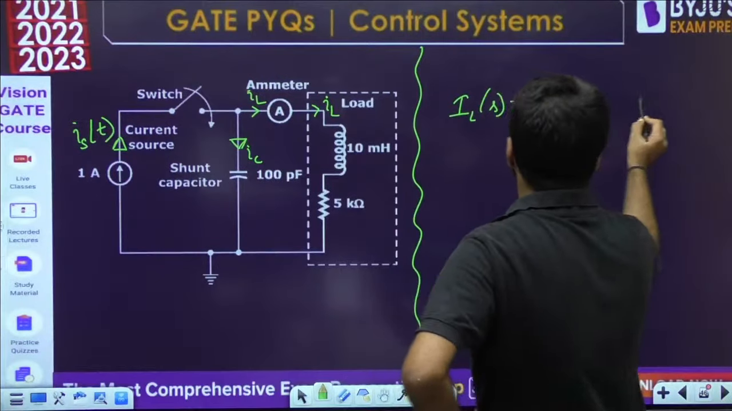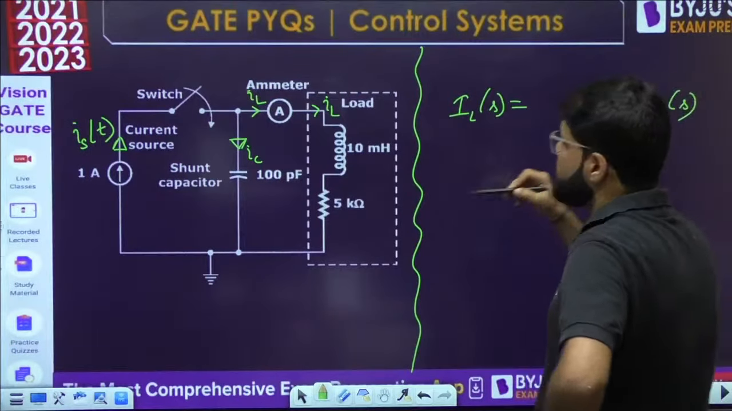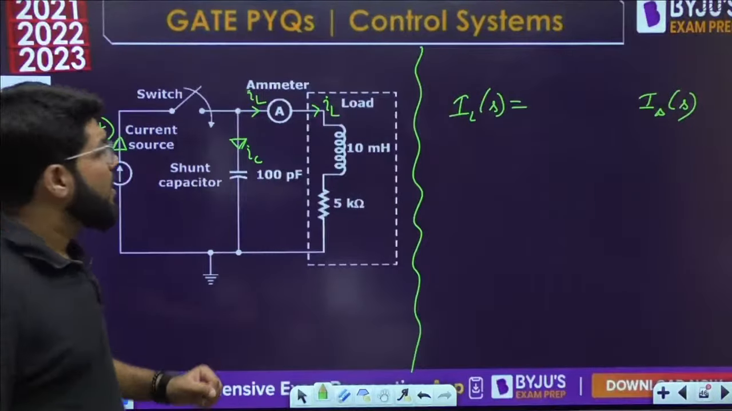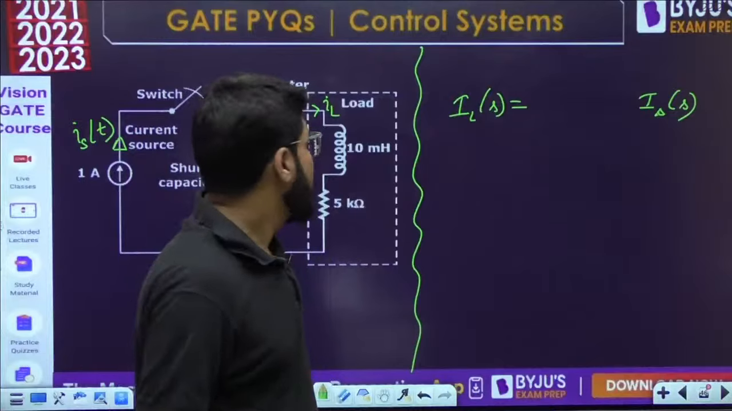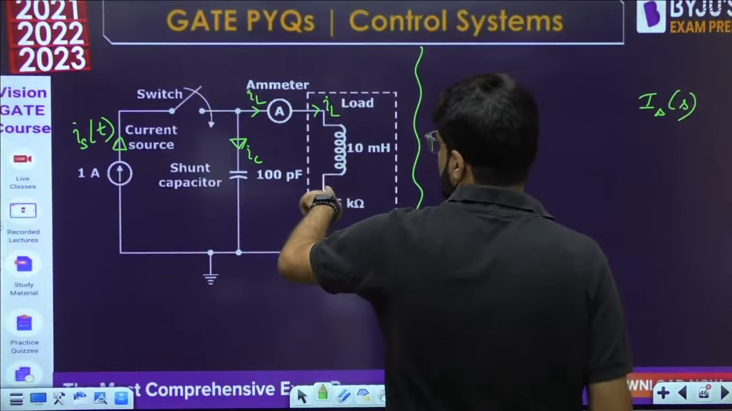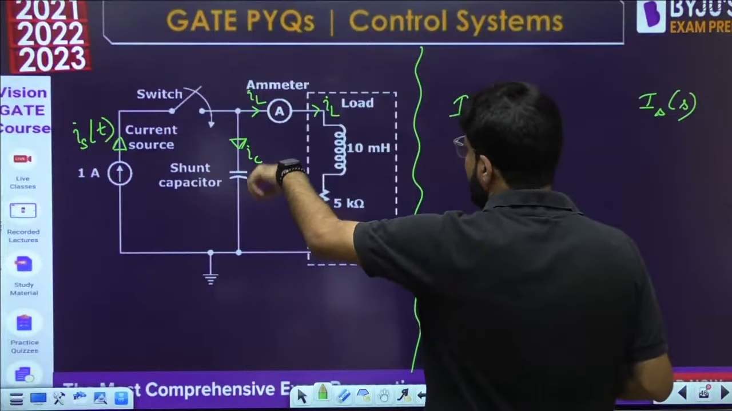ILS is equal to what fraction of the ISS? What fraction of the source current? Tell me. Now, current divider you can apply. Okay, so what is the impedance of this network? Voltage divider nahi, current divider apply kar rahe.